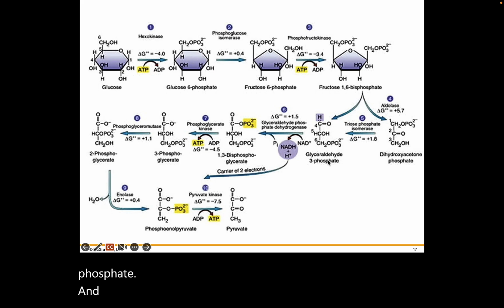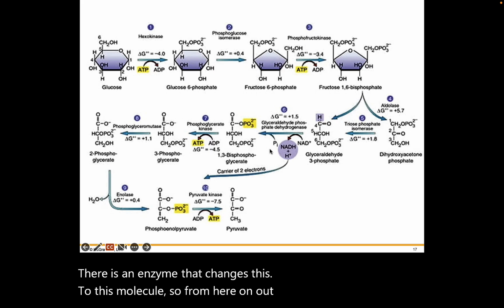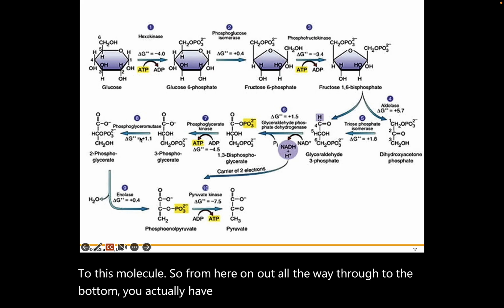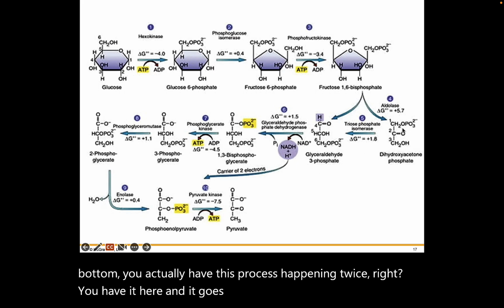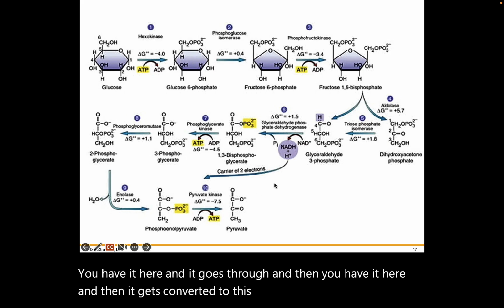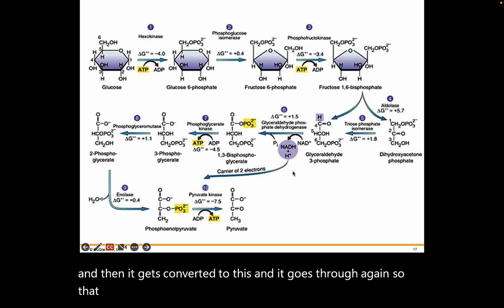And so basically with this, there is an enzyme that changes this to this molecule. So from here on out, all the way through to the bottom, you actually have this process happening twice, right? You have it here and it goes through, and then you have it here and then it gets converted to this and it goes through again. So that's how we start with 1 glucose molecule, but end with 2 pyruvate.